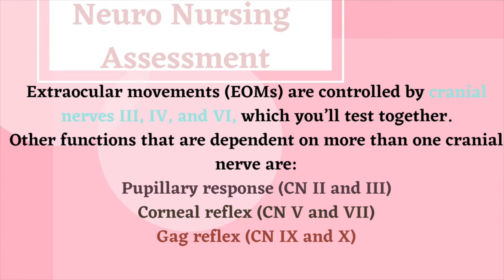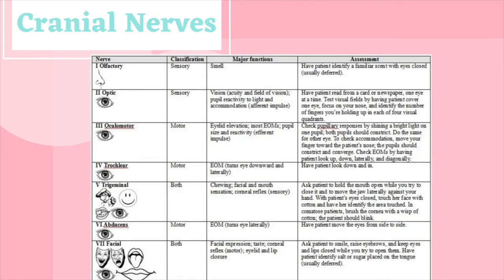Extraocular movements, or EOMs, are controlled by cranial nerves 3, 4, and 6, which you'll test together. Other functions that are dependent on more than one cranial nerve are pupillary response, which is cranial nerve 2 and 3, corneal reflex, cranial nerves 5 and 7, and gag reflex, cranial nerves 9 and 10.